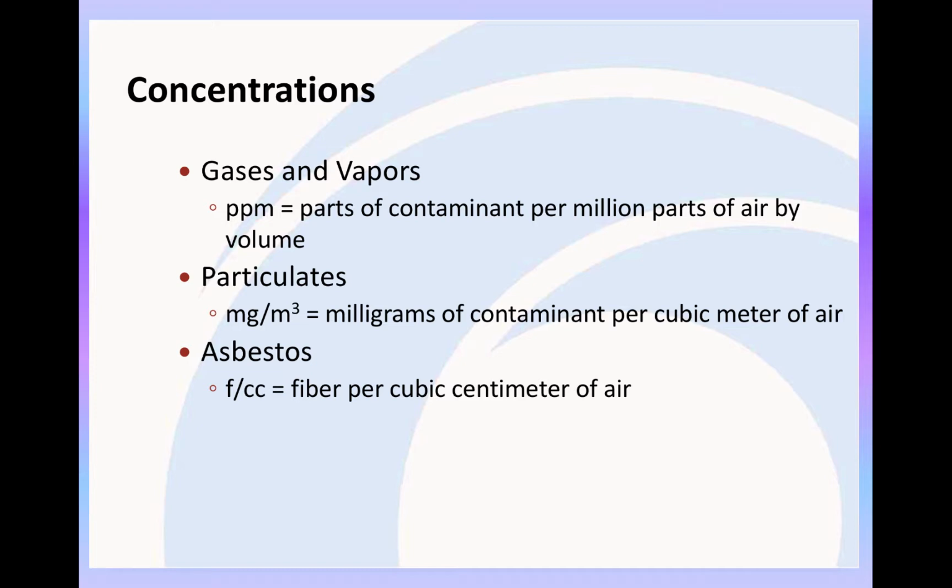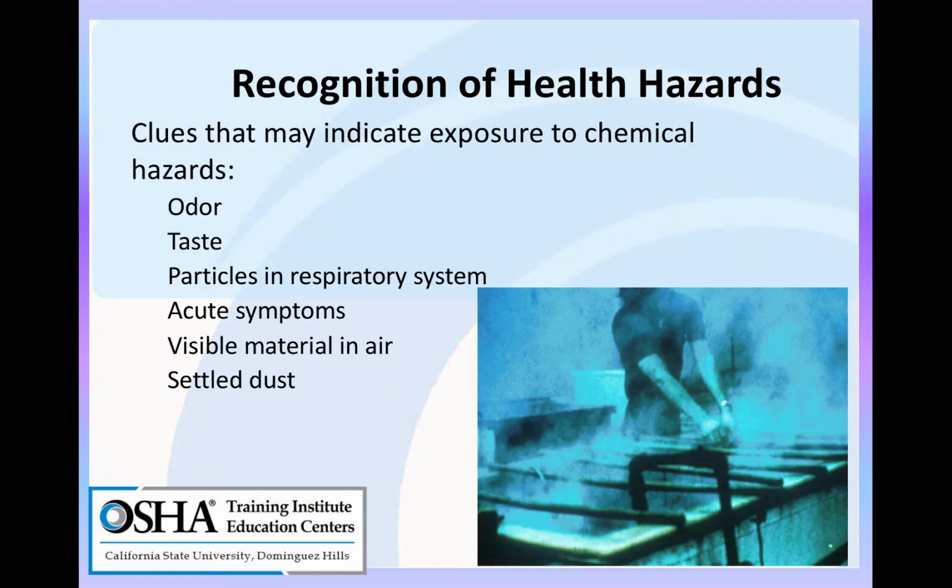Concentrations for gases and vapors are measured in parts per million, parts of contaminant per million parts of air by volume. Particulates are measured in milligrams of contaminant per cubic meter of air, and asbestos is measured in fibers per cubic centimeter of air. So that's how concentrations are measured. The recognition of health hazards is important. Clues that may indicate exposure to chemical hazards are odor, taste, particulates in the respiratory system, acute symptoms, visible materials in air, or settled dust.